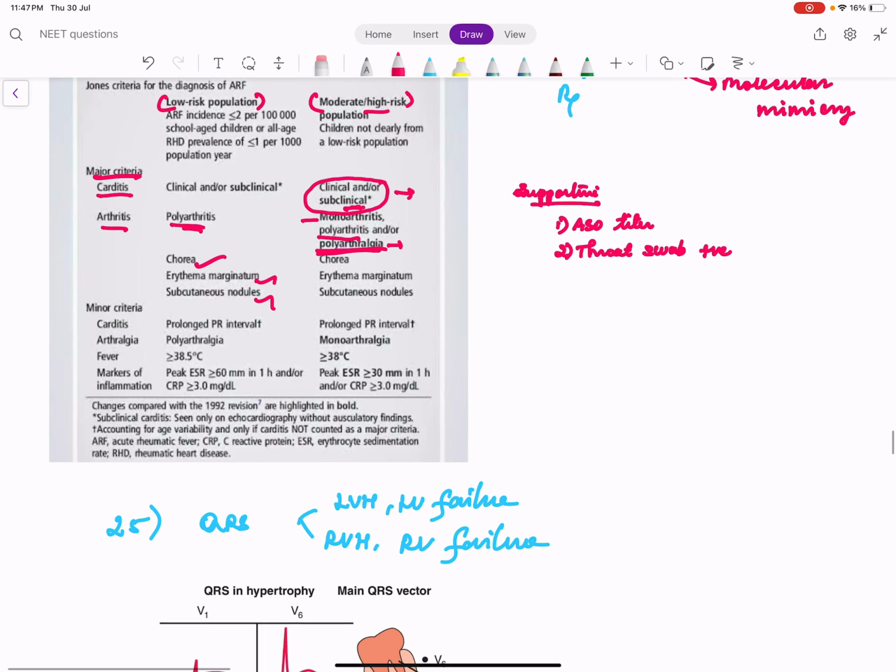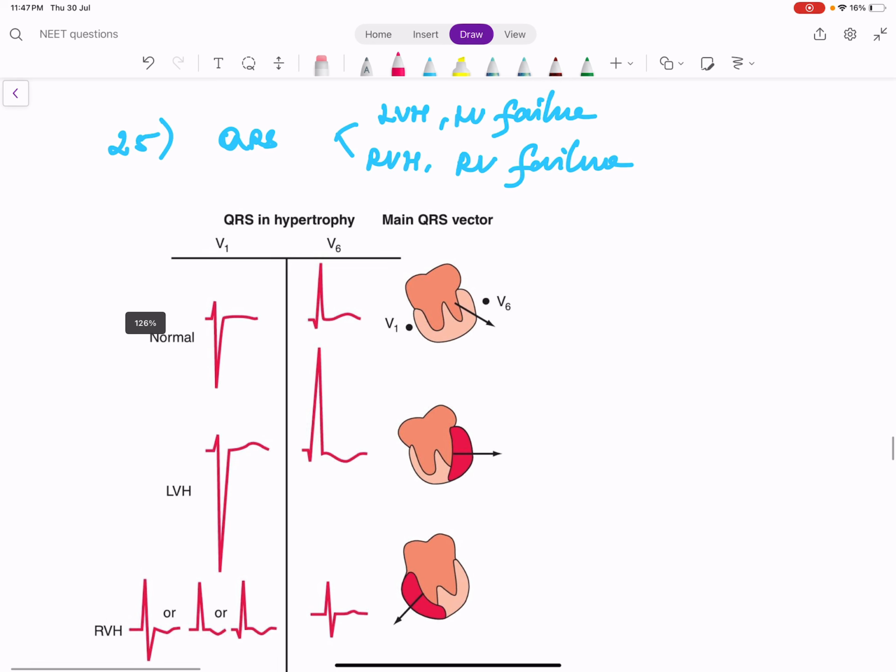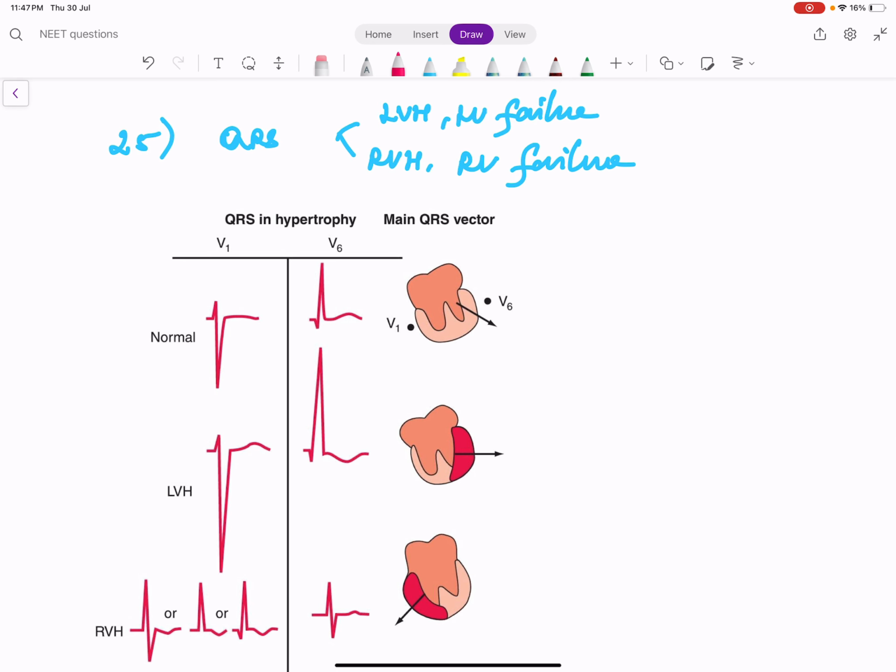So this finishes acute rheumatic fever. And this finishes the P wave discussion in ECG. Now coming to the QRS. QRS duration we discussed much in arrhythmias. About Q wave height we can discuss. So LVH, RVH, LV failure and RV failure.